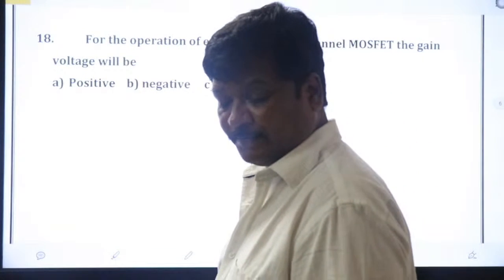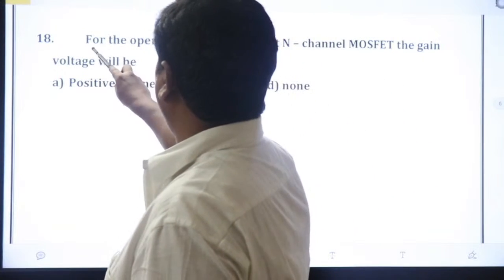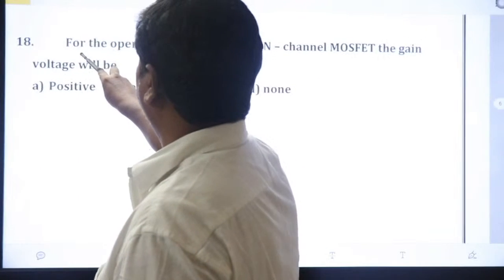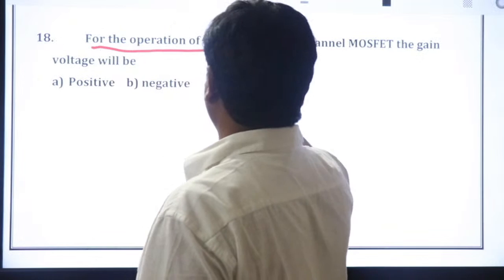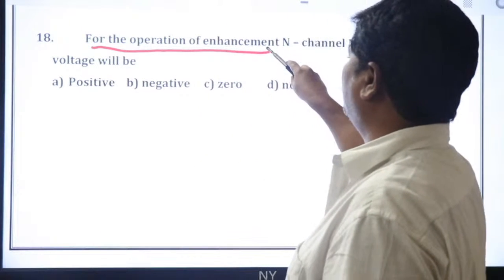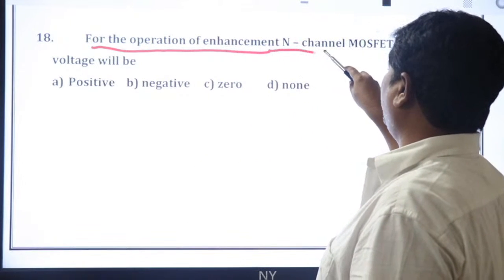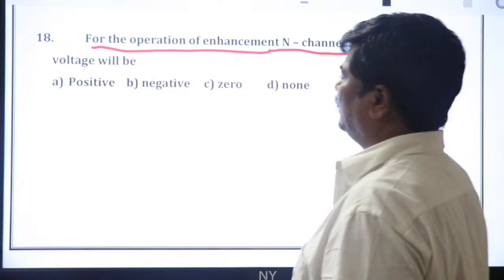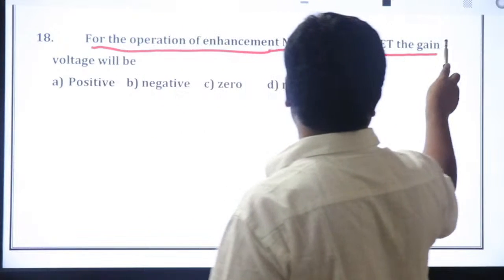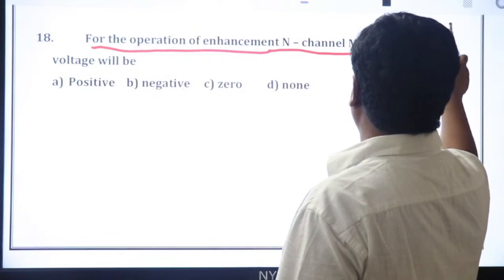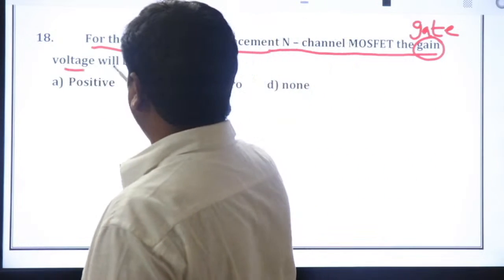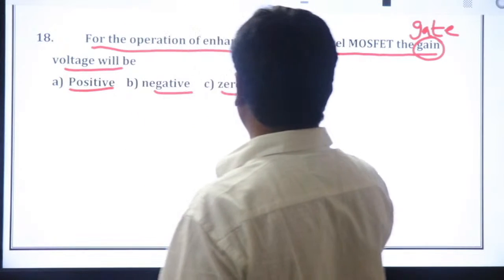Yeah, now tell me. For the operation of the E-MOSFET, enhancement MOSFET, N channel MOSFET, the gate voltage will be positive, negative, zero, or none of these?